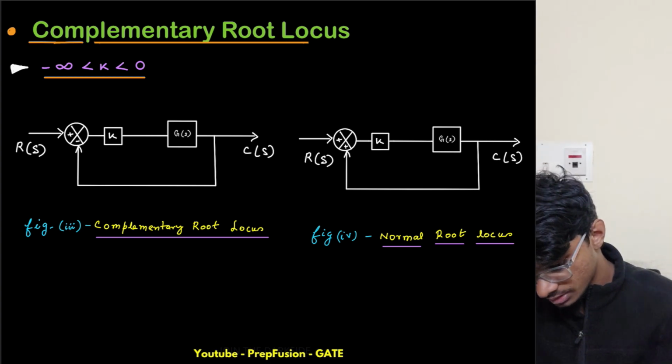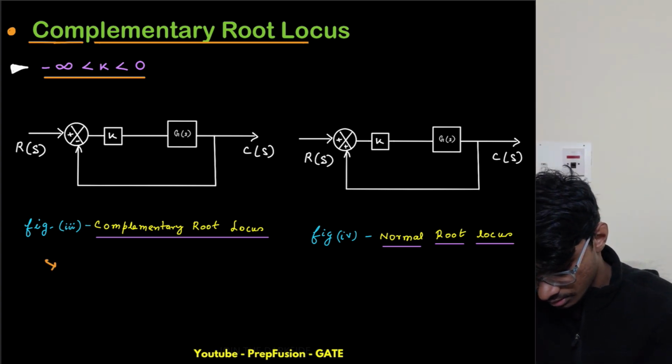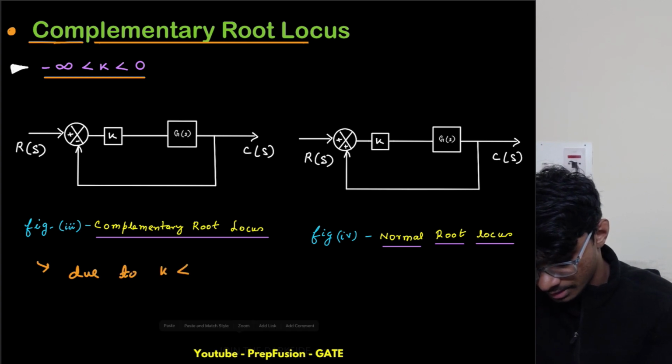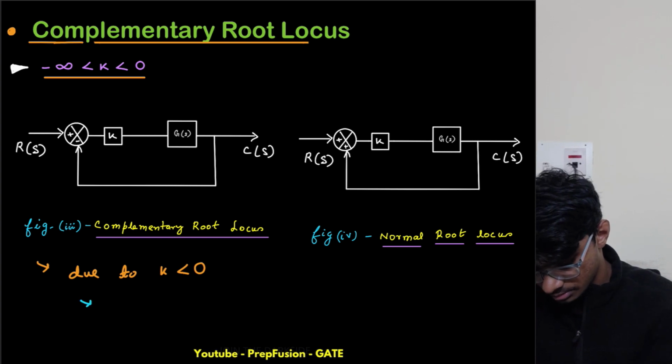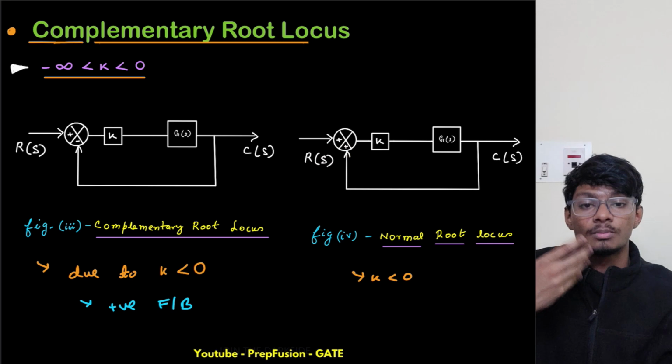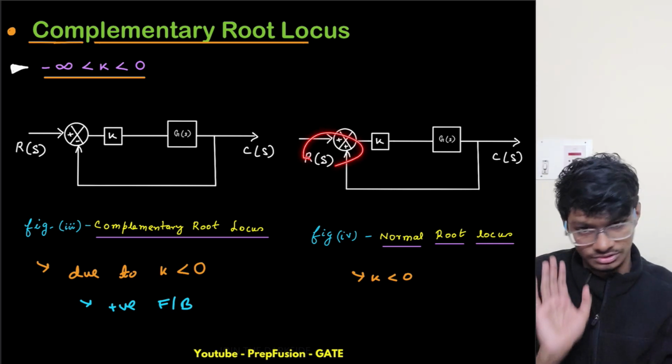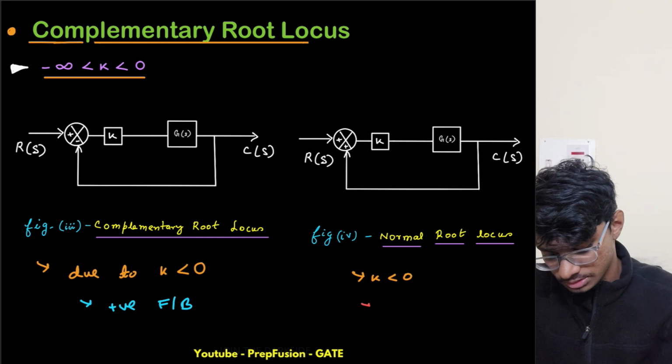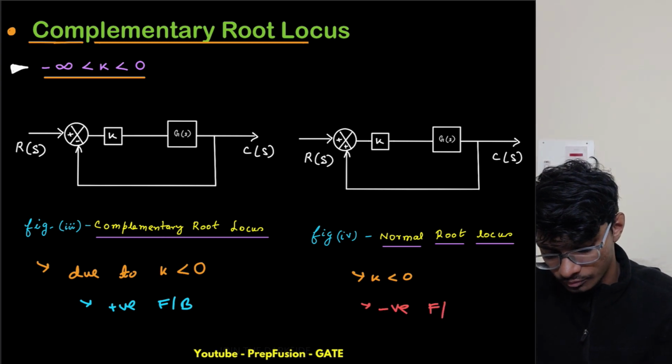Due to k being negative, this will make it positive feedback. And here, as k is also negative, this will make it like a negative feedback. Even though you are seeing positive feedback here, this will make it look like a negative feedback, but in reality this is positive feedback. Just for your notes I'm writing. Obviously we'll prove this later.